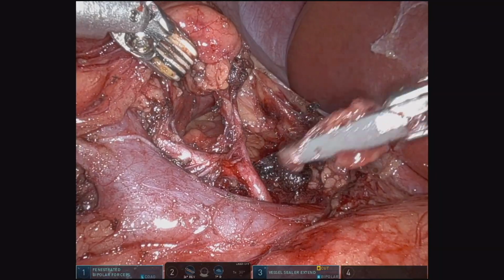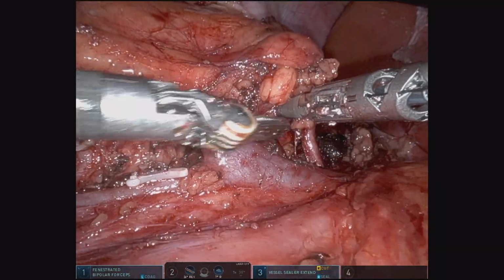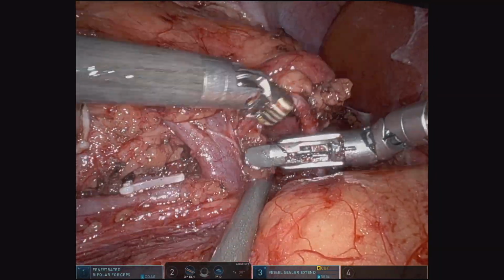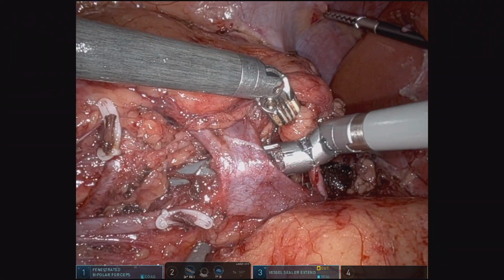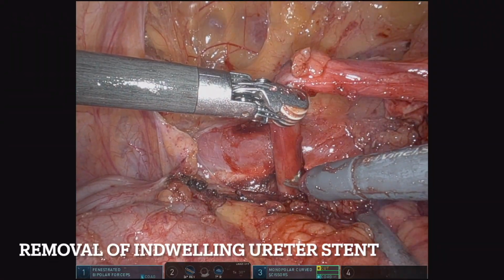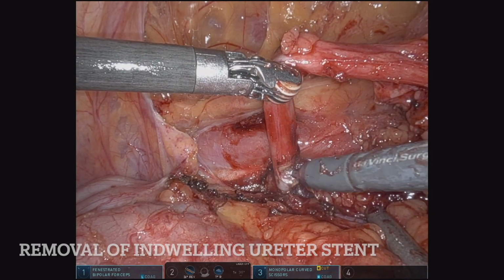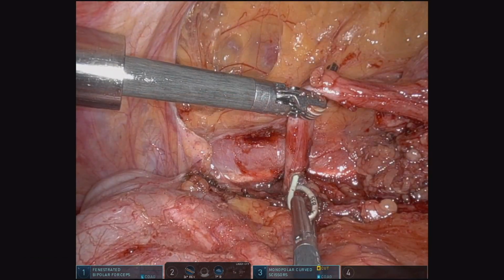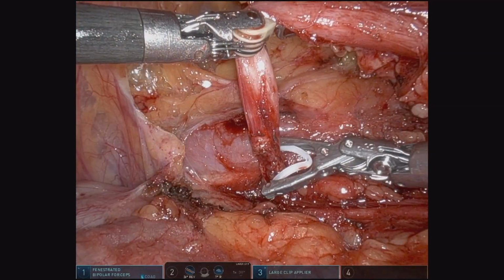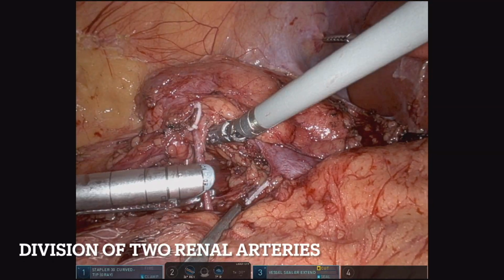Remaining attachments are taken down. You can see the superior pole artery and the renal vein, and then the inferior pole artery can be seen. Here the ureter is being divided just above the stricture, and the stent that had been placed previously is removed. And then the diseased portion is clipped.